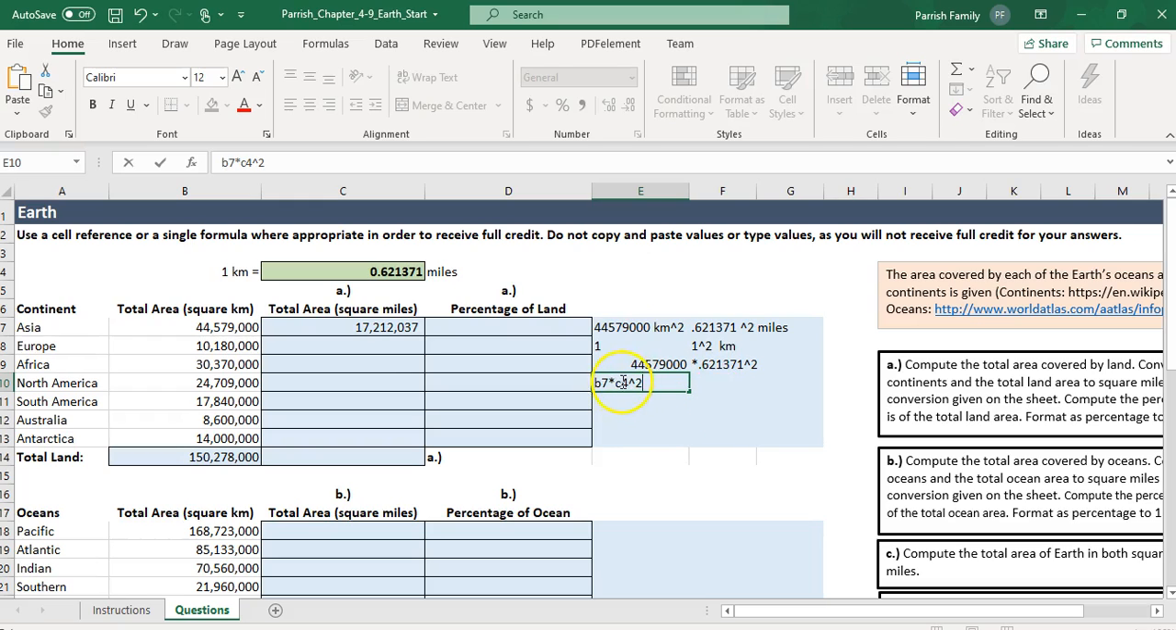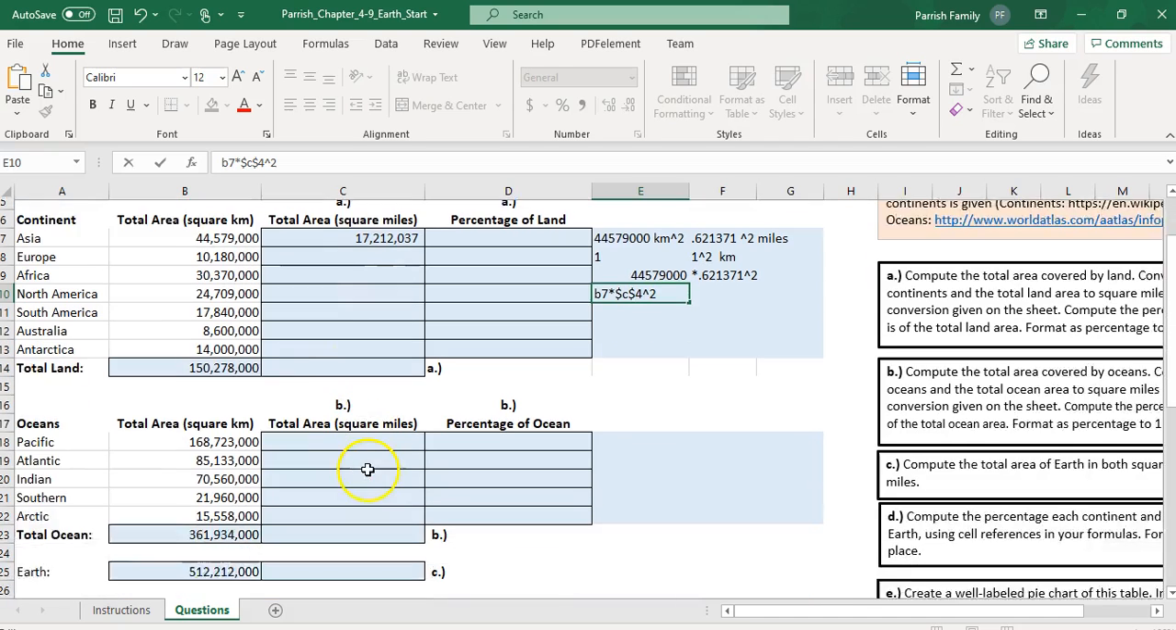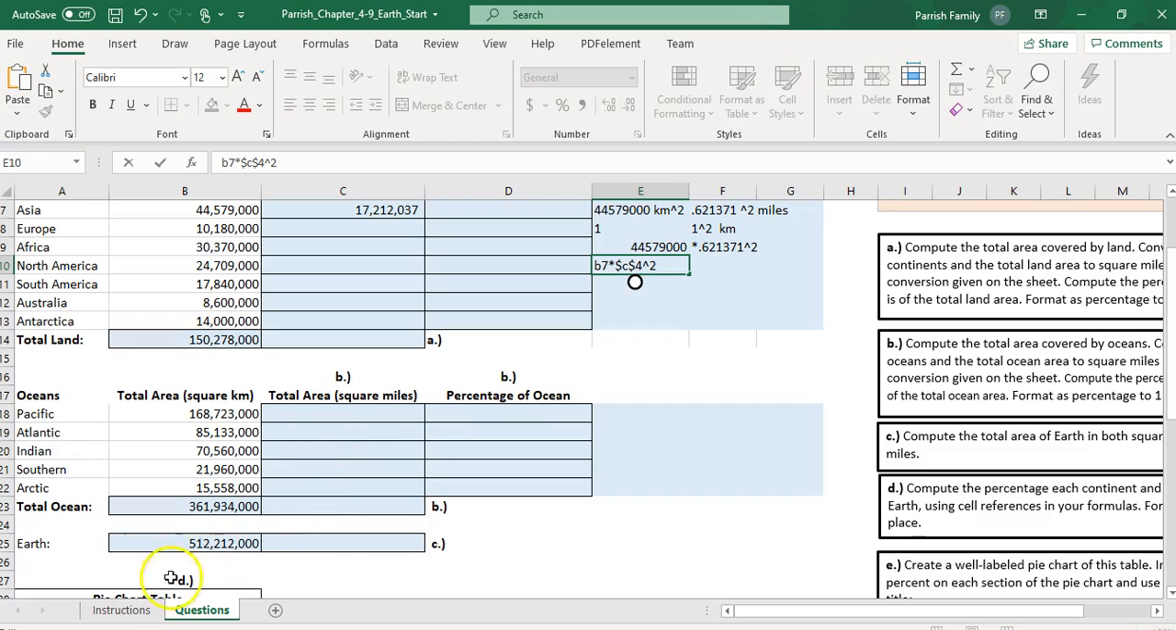Now the C never changes. As I fill this down, it's always going to be C4. So again, I have to make sure I'm using my cell references in what we're going to put into our formulas here, and we're going to fill that down, and then we're going to find the total of those answers, and same thing down here. So I'll give you a few minutes to do that.